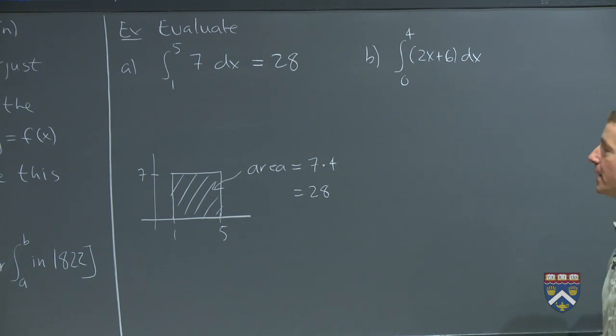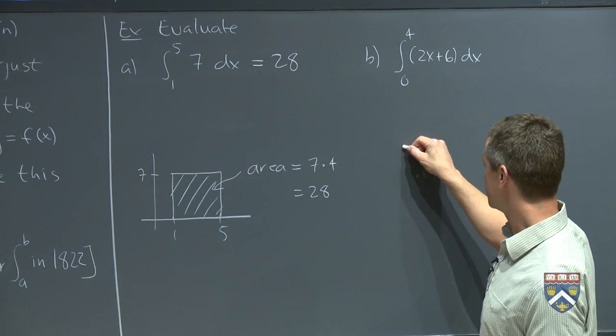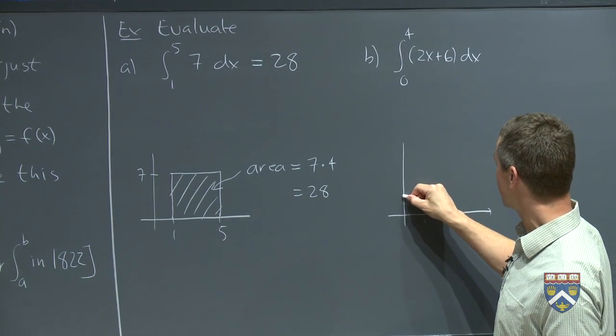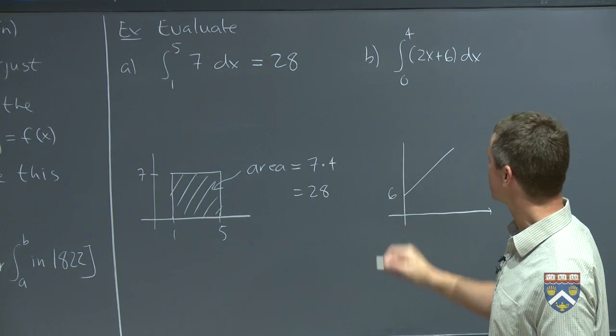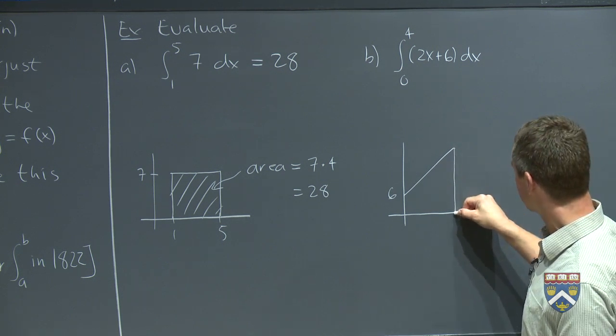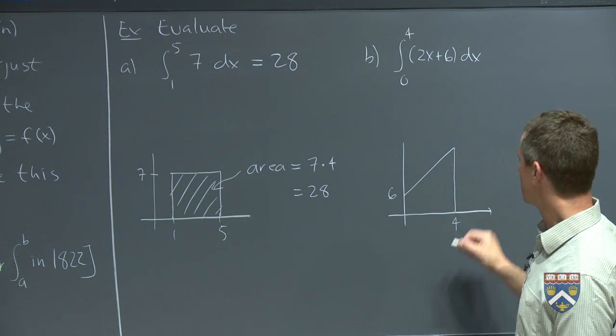How about this one? 2x plus 6. Let's hope that geometry can help us here as well. So the graph of 2x plus 6 is a linear function with a y-intercept of 6 and a slope of 2. So we are looking for this area here, going over to 4.